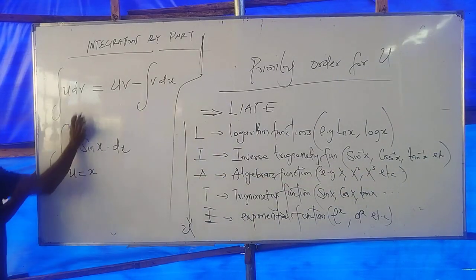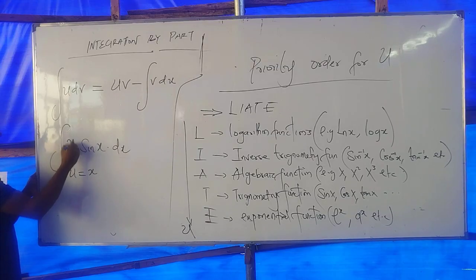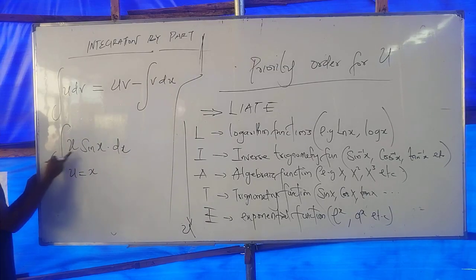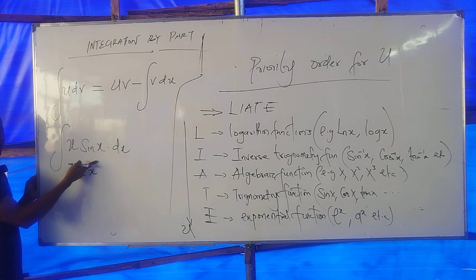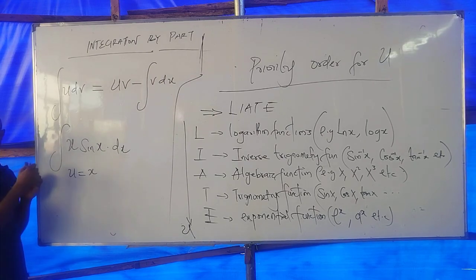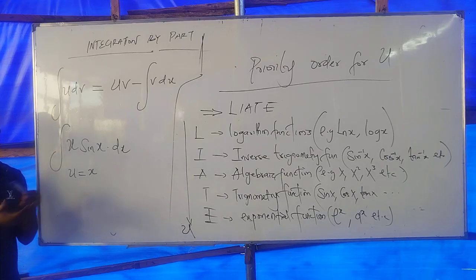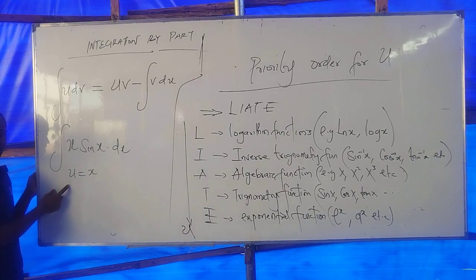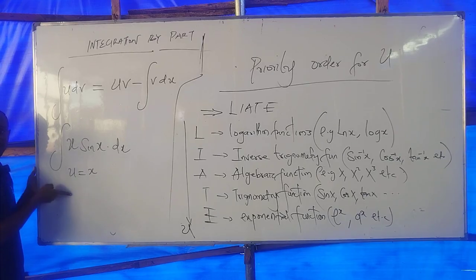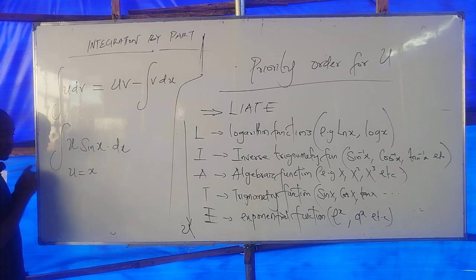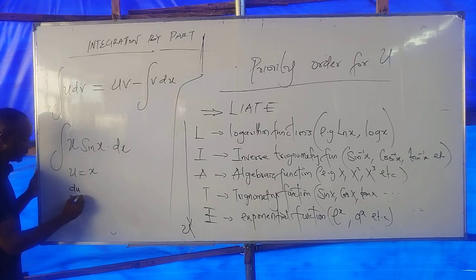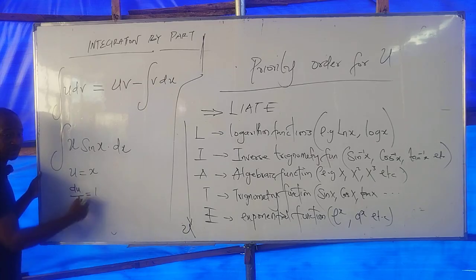But let's solve for this first. If this is my u, then this becomes my dv. Are you following? The first thing is to choose your u and dv. We have chosen u. When you choose u, how do we get du? I will differentiate it. When you differentiate the u, the x is equal to 1. Can we cross multiply this?